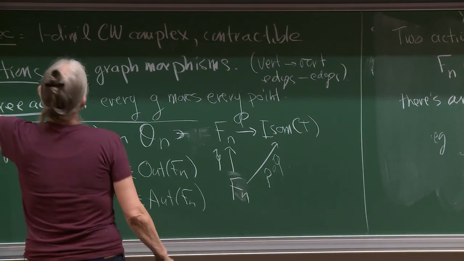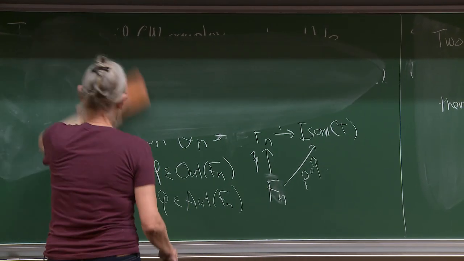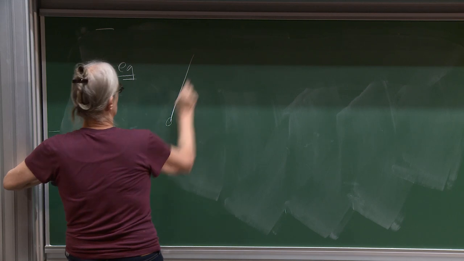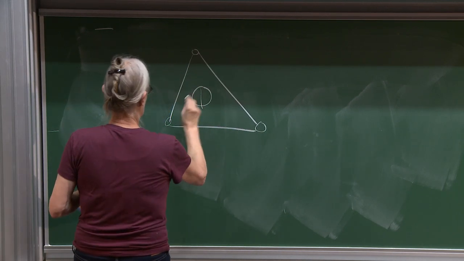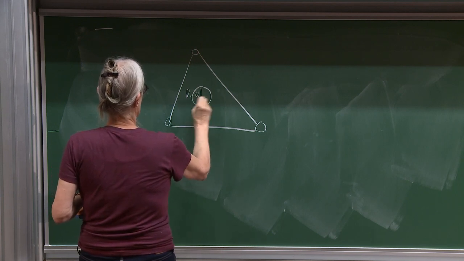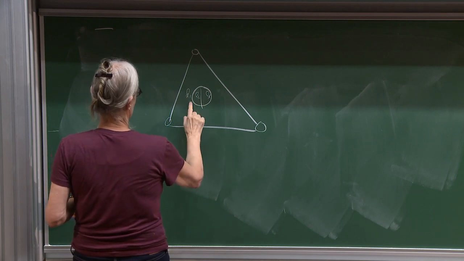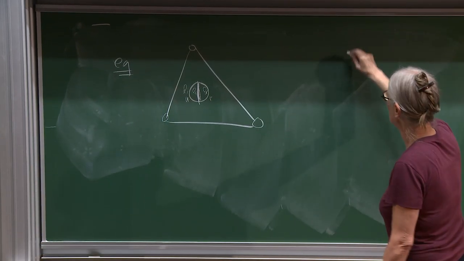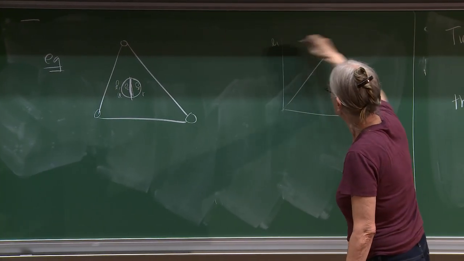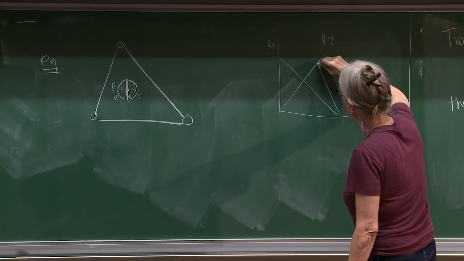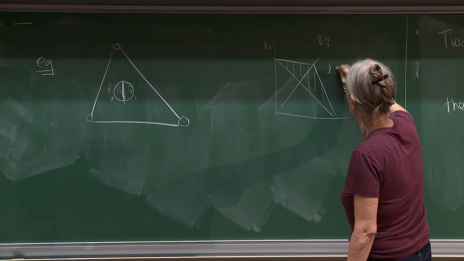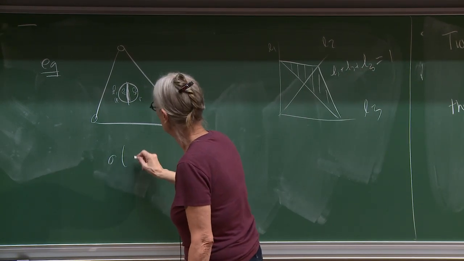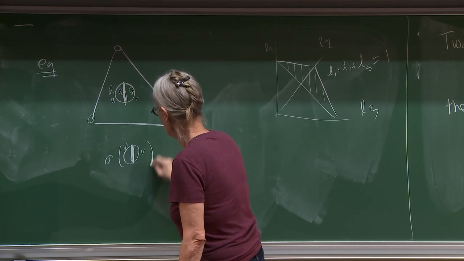And let me do one more. Let's take a graph with 3 edges, L1, L2, and L3. They're labeled by words. We only label the complement of a maximal tree, say U and V. And then I've got 3 lengths to play with, L1, L2, and L3. But the sum of the lengths always has to be equal to 1. So I'm going to get a simplex, sigma of UV, is that.